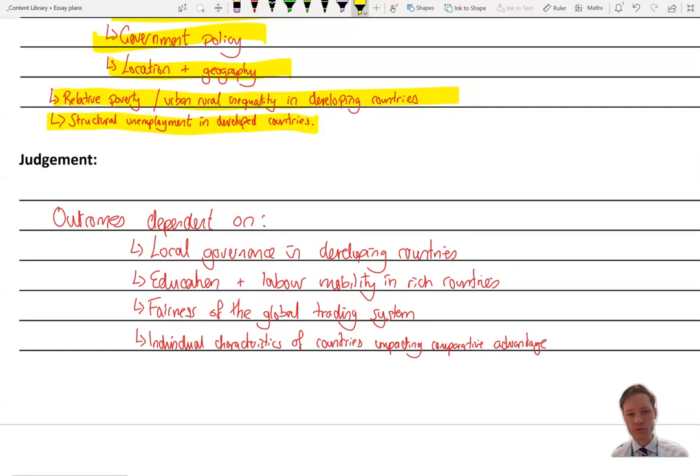Judgment. Well, overall, what set of outcomes do we have? Well, it depends a lot on the local governance in developing countries and developed countries as well. How have governments reacted to this problem? Have governments in rich countries incentivized more education and labour mobility through infrastructure projects, which reduces that structural unemployment?